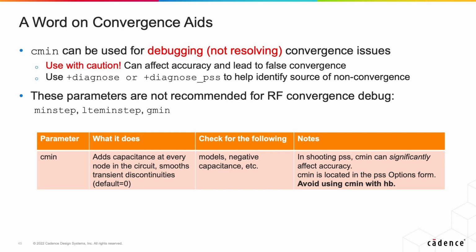Another thing you can do is introduce CMIN to get convergence, but that can also cause inaccuracies. So you have to be careful when forcing convergence. Don't just put in a large CMIN. One way to figure out what's going on is to add plus diagnose.